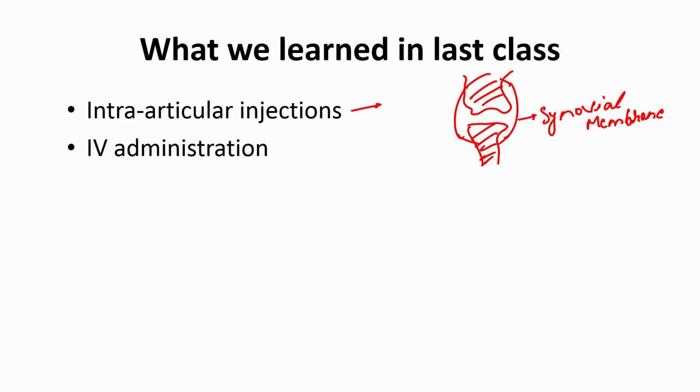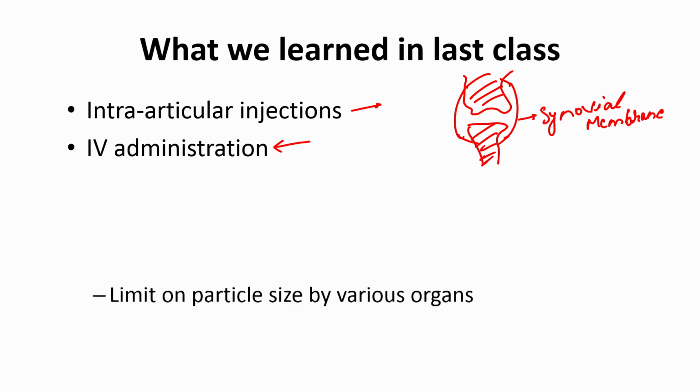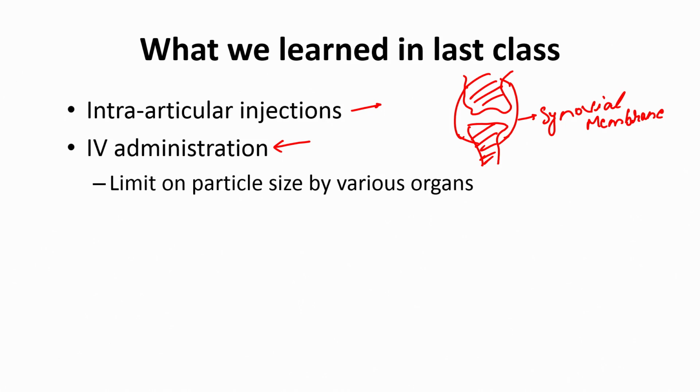Then we started IV administration, one of the most widely used methods in clinics, especially for things that you want to have instant action on the body. We then discussed various organs that put the limit on a particle size. If you want to do a controlled release through some bioengineering approaches, first of all the kidney will clear things below 6 nanometer, or below 10 nanometer. So, you want the particle sizes to be above 10 nanometer.